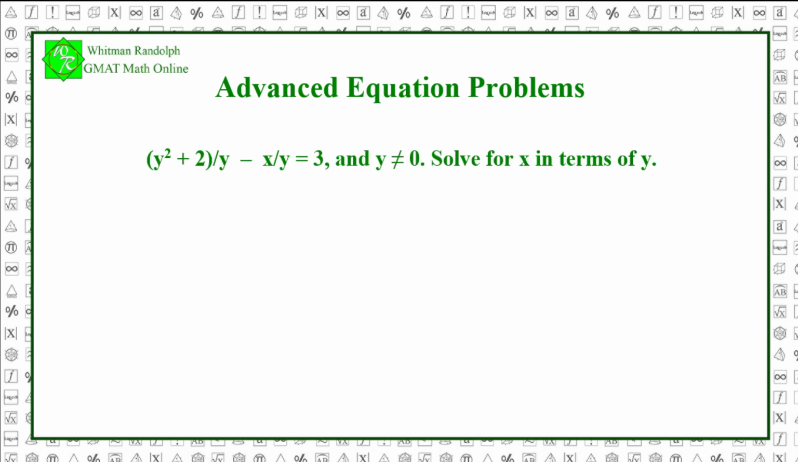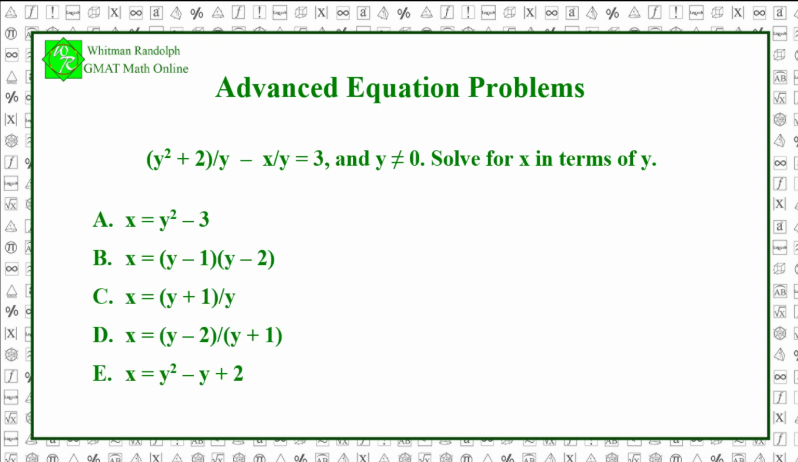Problem. Y squared plus 2 over y minus x over y equals 3, and y is not equal to 0. Solve for x in terms of y. And here are some possible answers.